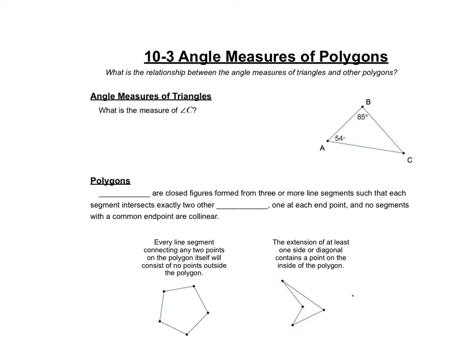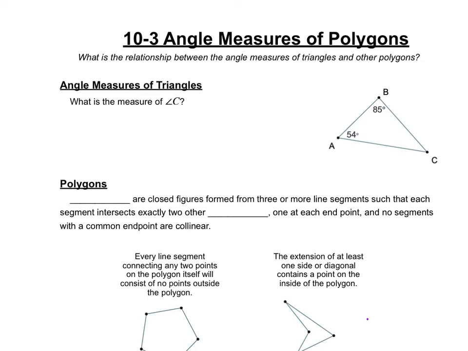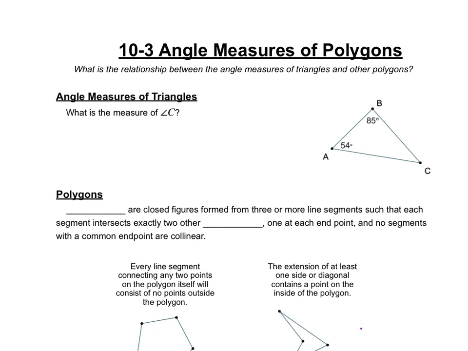What we're going to talk about today is the angle measures of polygons and the relationship between the angle measures of triangles and other polygons. If we do a little flashback, we have been working with triangles for a while, and we know that the internal angles of a triangle total 180 degrees.